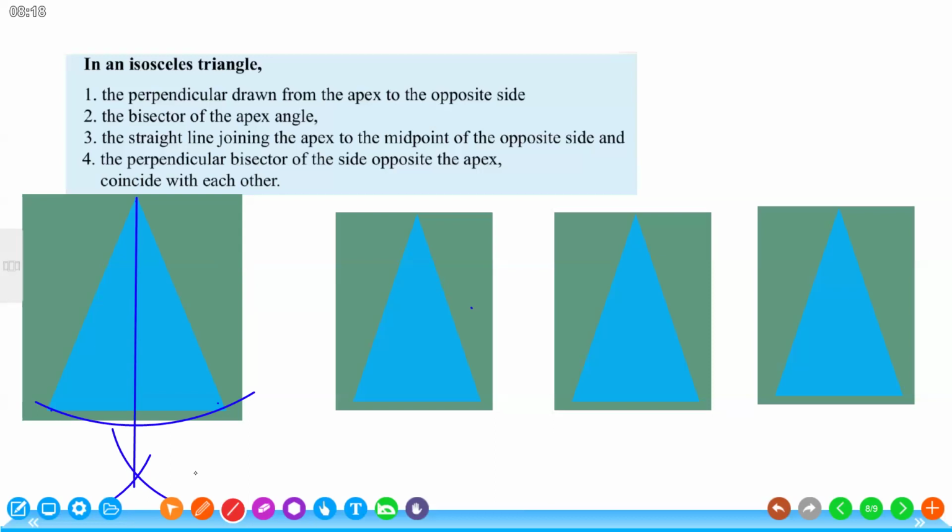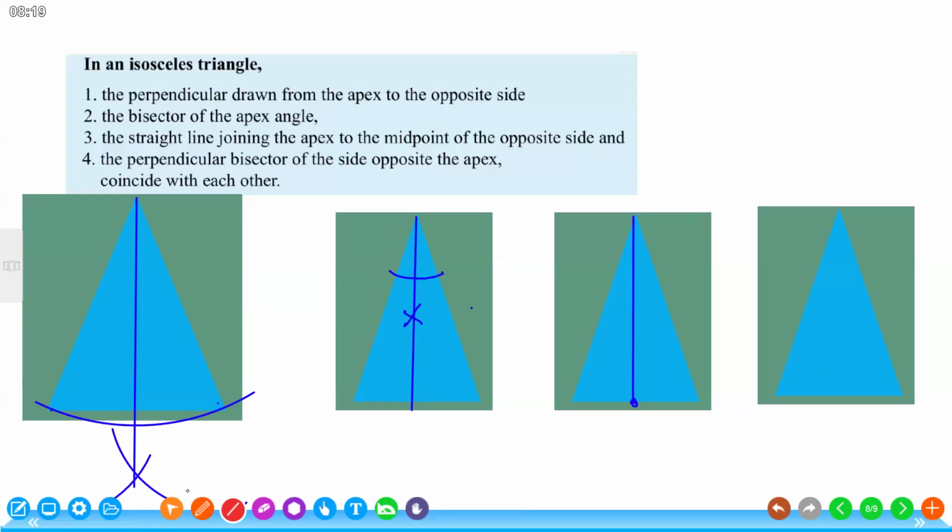The bisector of the angle, students, is the same. You have to draw an arc, then bisect. Then if you join, this is the angular bisector. The straight line joining the apex, you have to find out the midpoint and join. Then the perpendicular bisector of the straight line.